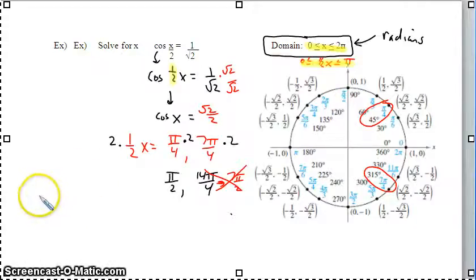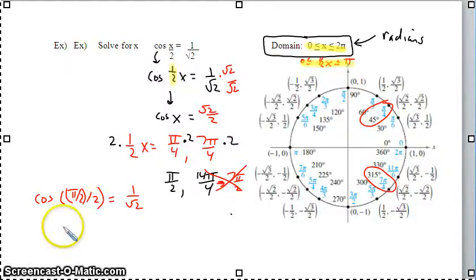So in my calculator I'm going to hit cosine of pi over 2 divided by 2. I'm going to put that in parentheses. And then when I type that in my calculator, I should get 1 over the square root of 2 as a decimal. And when I type this in, I get 0.707. So that checks out. Again, you want to make sure that your calculator is in radian mode, otherwise it will not check out.